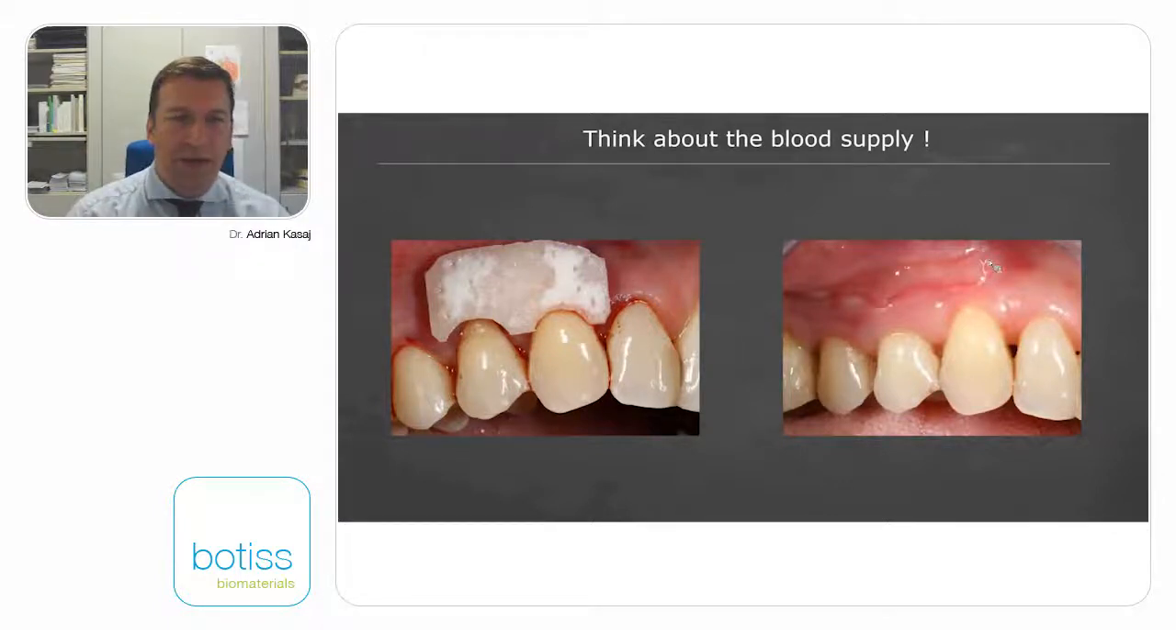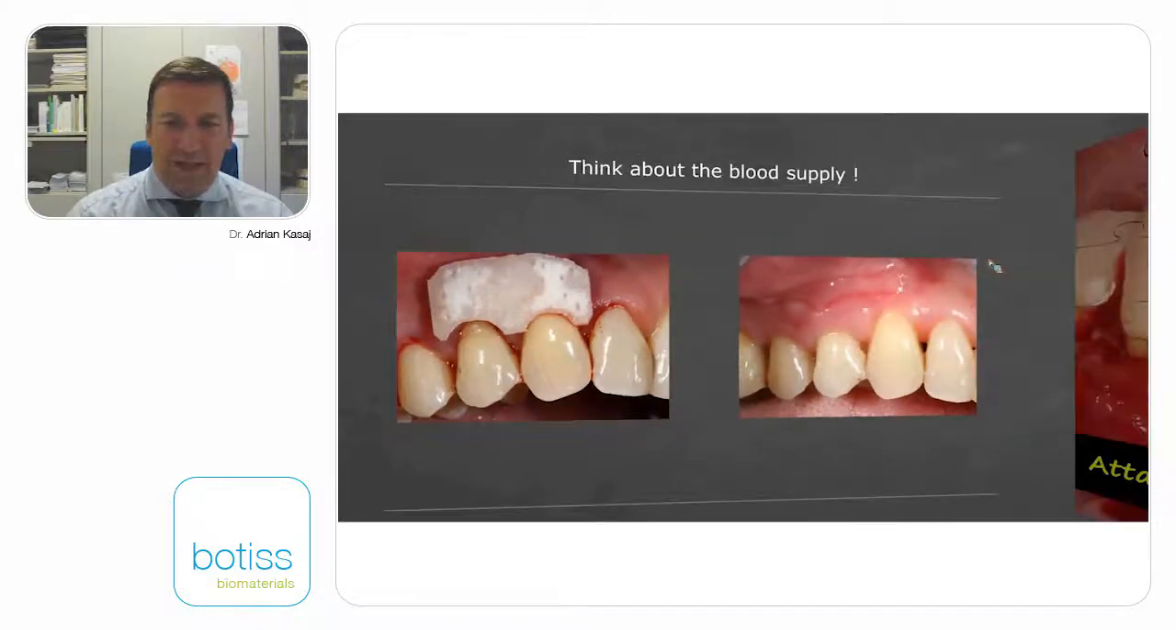So it's really important to ensure excellent vascularization of the overlying flap, because this is going to give nutrition to the matrix. You should also take care that you don't have any exposure of the matrix in the early healing period, because you're going to lose this tissue in this area.